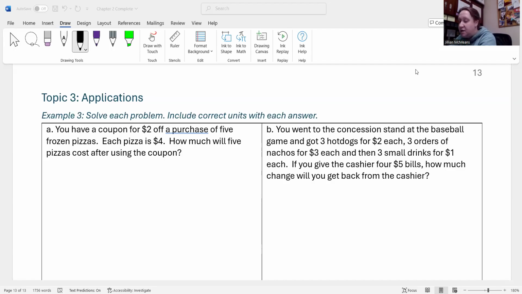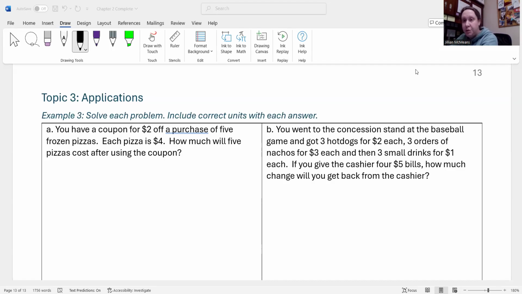Okay, so for part A, it says you have a coupon for $2 off a purchase of 5 frozen pizzas. So if you buy 5 frozen pizzas, you get $2 off the total. Each pizza is $4. How much will 5 pizzas cost after using the coupon?